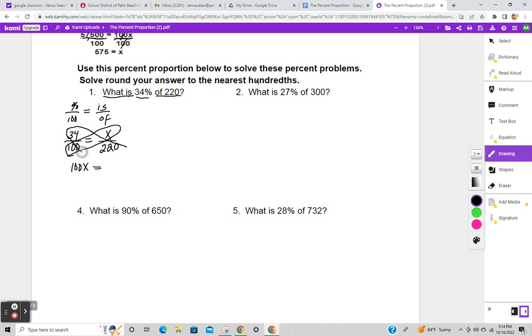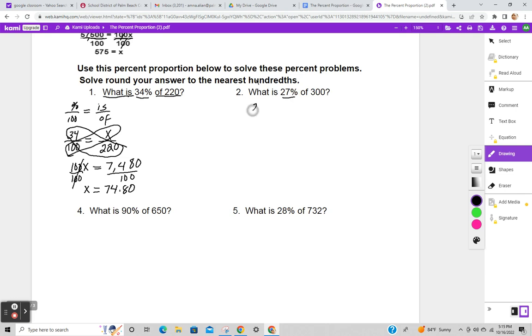And let's multiply. 34 times 220 is 7,480. Now we'll divide both sides by 100 to get x by itself. So 100 divided by 100 is just 1x. So we have 1x on this side equals 74.80. And that's our answer. That is the number that is 34% of 220. All right, let's go ahead and try the next one.